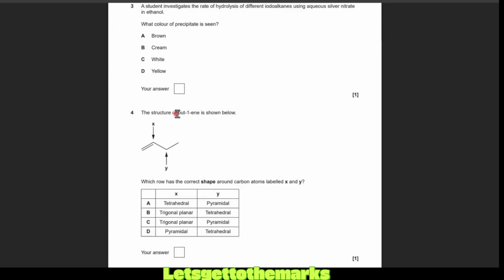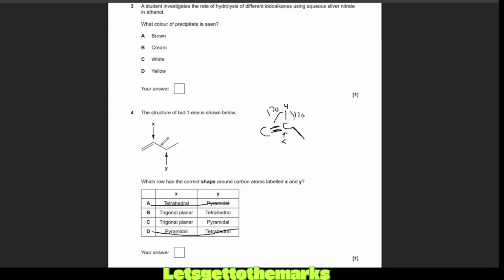Okay, let's move on. The structure of butyne is shown below. What is the shape around X? If we look at X, it looks like that. You can count this double bond as one, so that's going to be trigonal planar. You can see 120, 120, 120, which makes 360. So trigonal planar, and we can get rid of A and D. So it's going to be B or C.